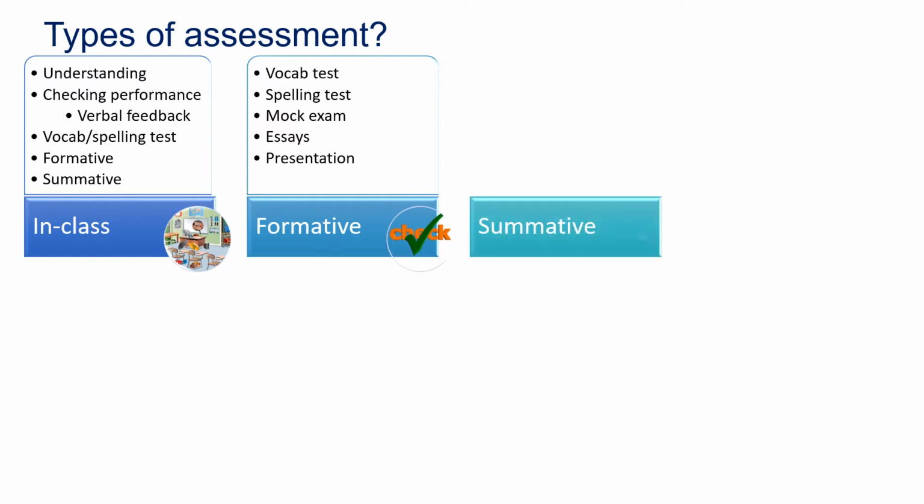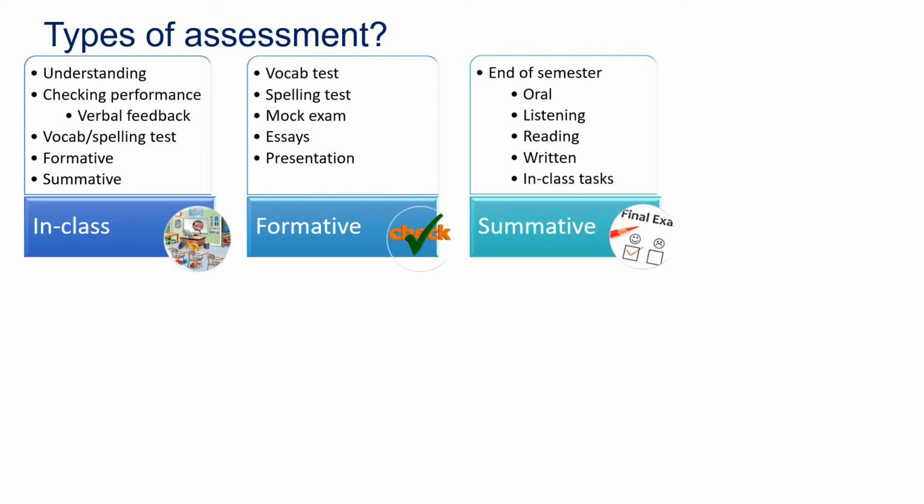Then, at the end of the semester or at the end of the course, we give students summative assessment to prove students have reached a certain level. This can be in the form of an oral exam, written exam, or can be a combined exam such as a listening and writing exam. When we write or design assessments, we may need to be aware of different types of assessment.